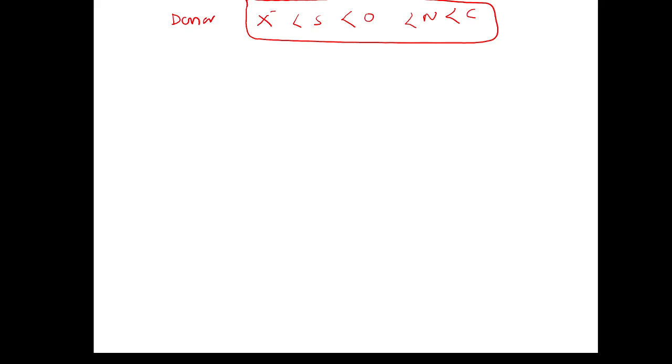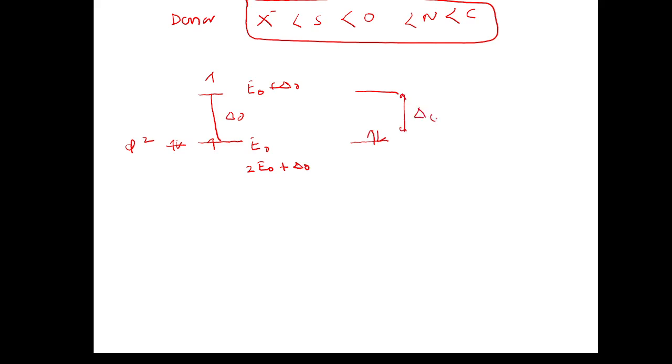One thing is what is high spin and low spin. Suppose this is the orbital. This is your delta 0, this is E0, and this is E0 plus delta 0. Suppose this is a d2 electronic configuration. It can be like this, or one electron like this. In this case it will be 2E0 plus delta 0. In the second case, we have delta 0 and 2E0 plus P.